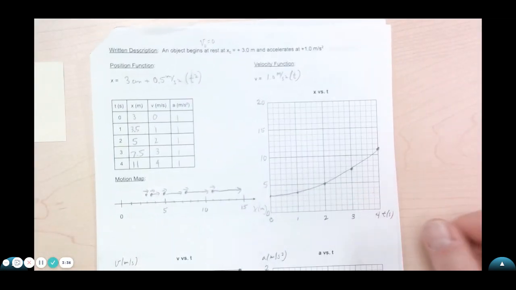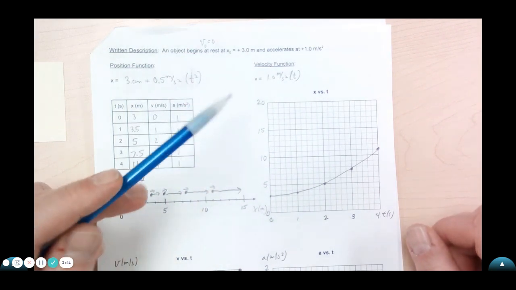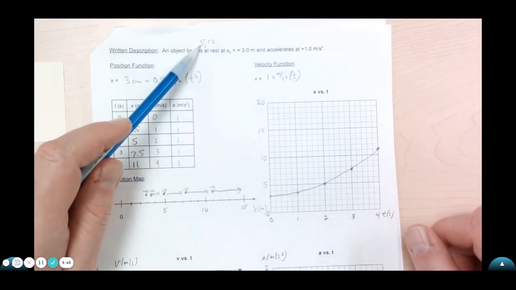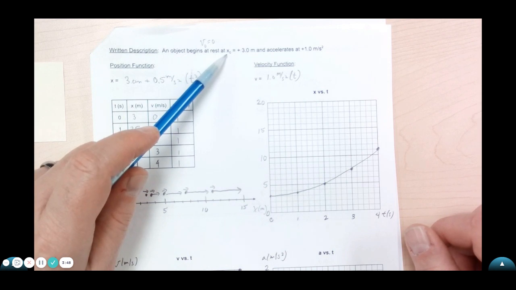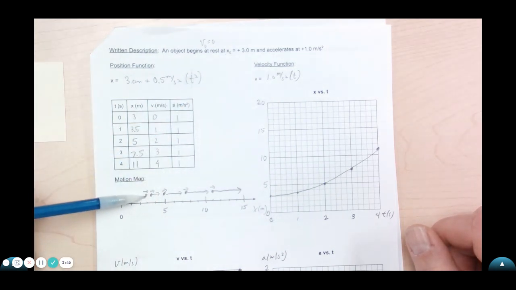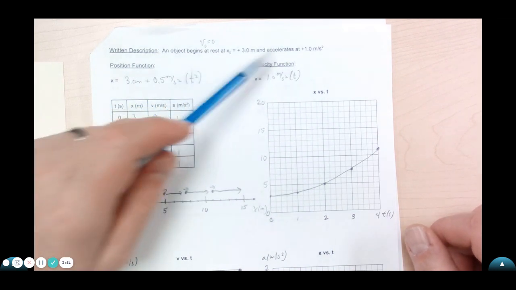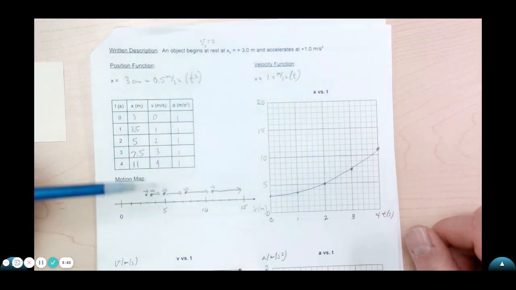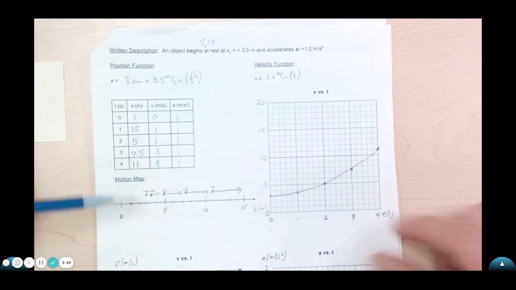All right, this new motion. Object began at rest, so implied that initial velocity is 0 and initial position is 3 meters. So this thing doesn't begin at the origin. This object began at the 3 meter mark, but still accelerates at positive 1 meter per second every second.